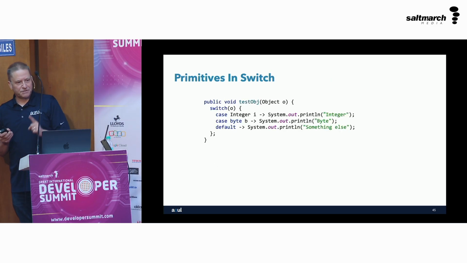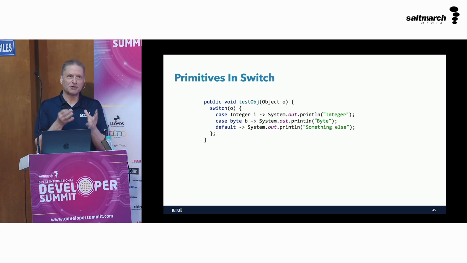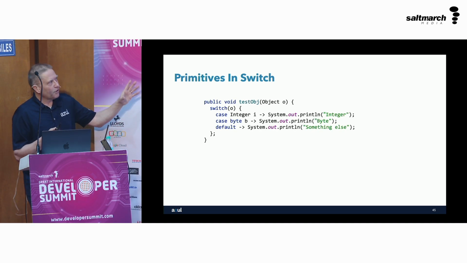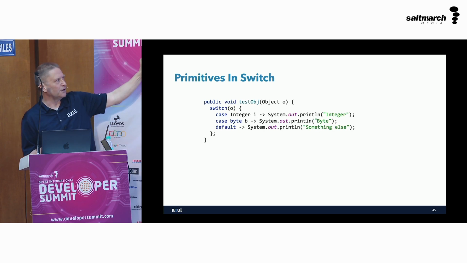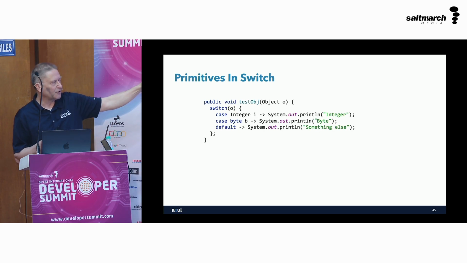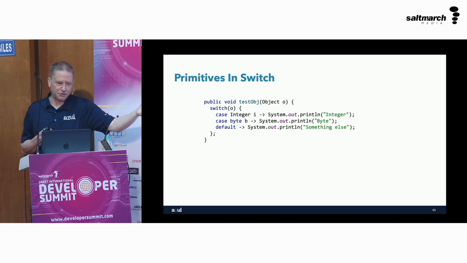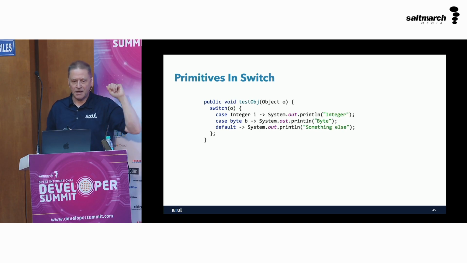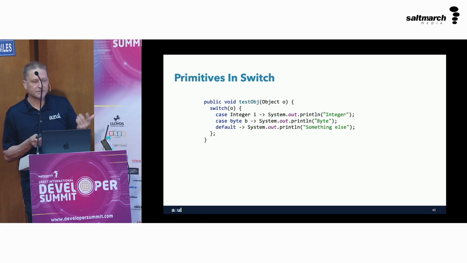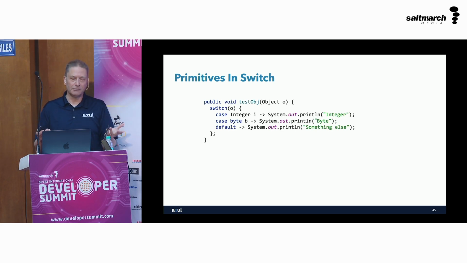Right, primitives in switch is, again, where we can do some interesting things which I don't recommend. Here I've got test, which takes an object, and then I'm going to switch on o. I'm going to have a case for Integer and a pattern variable called i, and I'll print out Integer. Then I'm going to have a case for primitive byte. So Integer obviously is the wrapper class for int. So a case for primitive byte with pattern variable b, print out byte, and then a default which will print out something else.